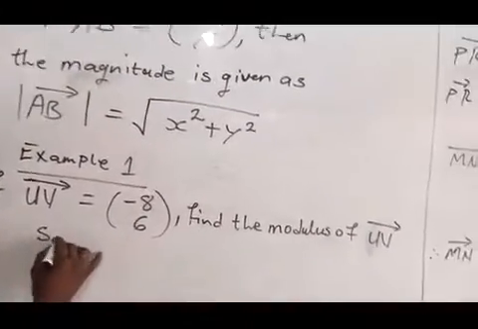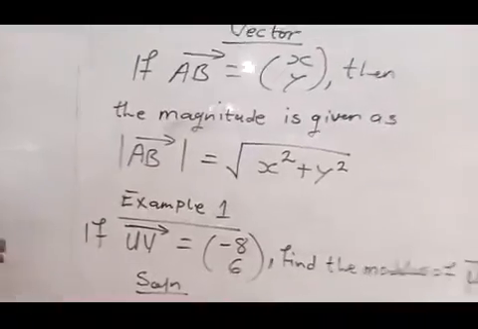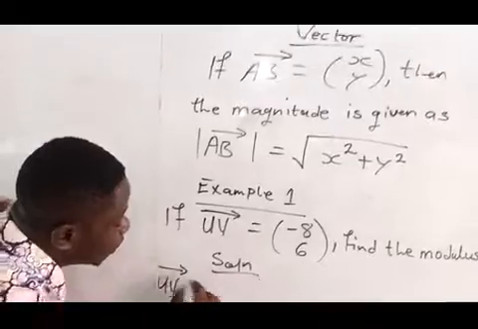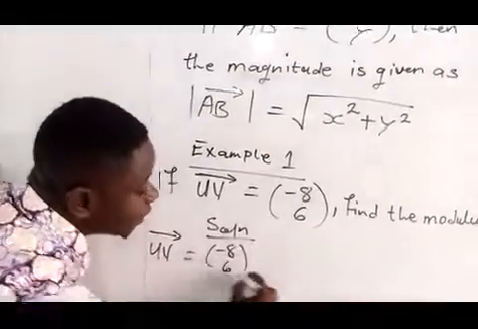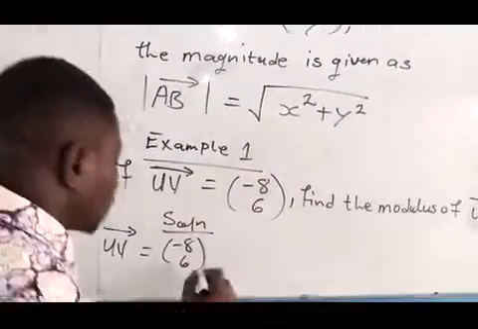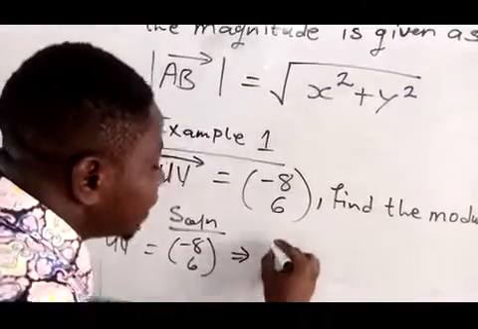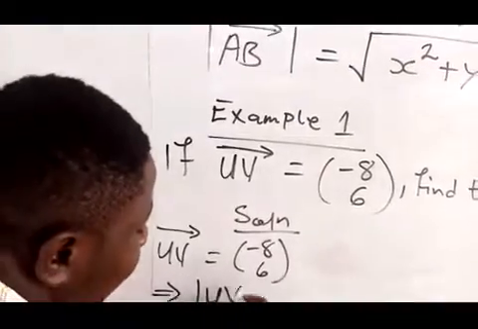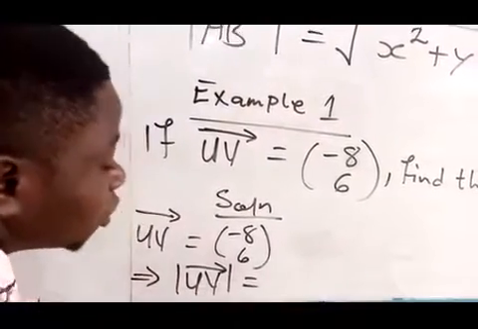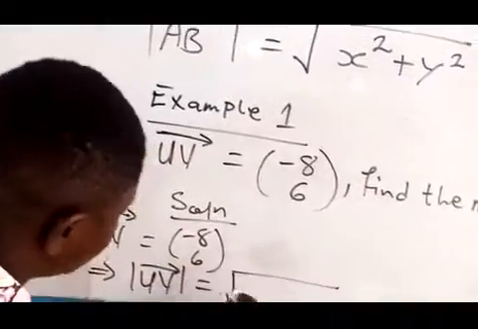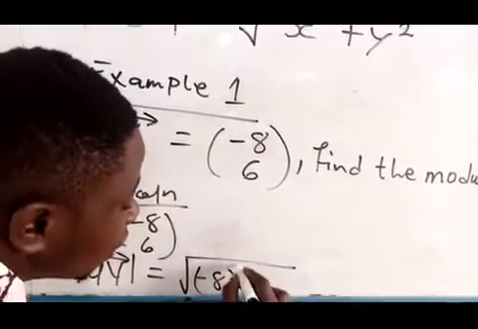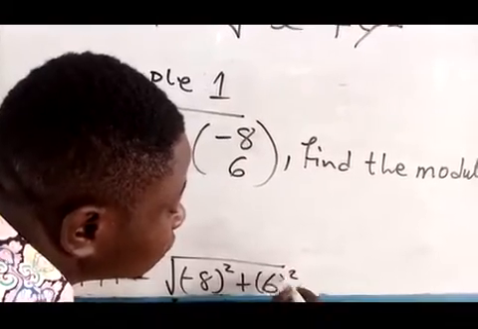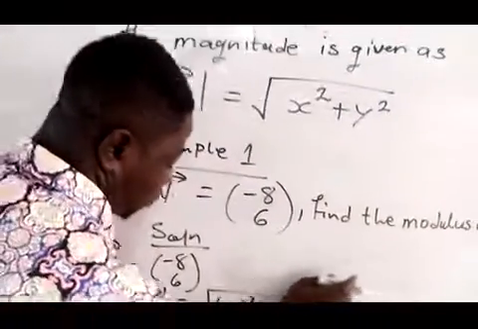Then the solution is going to be like that. We know the UV is minus 8, 6. And that implies that the length of UV is going to be equal to the square root of minus 8 squared plus 6 squared.